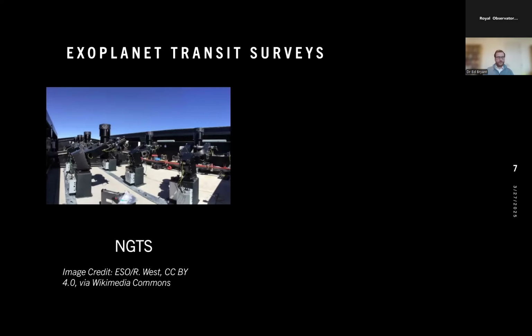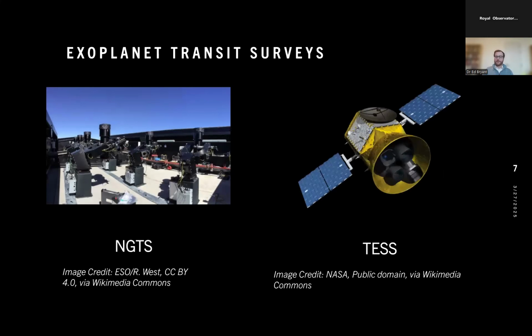But as well as using telescopes on the ground, you can use telescopes in space. So this is an artist's impression of TESS, the Transiting Exoplanet Survey Satellite. This is a NASA mission that's up in space, and this mission is also continuously observing the sky, looking for transiting planets.